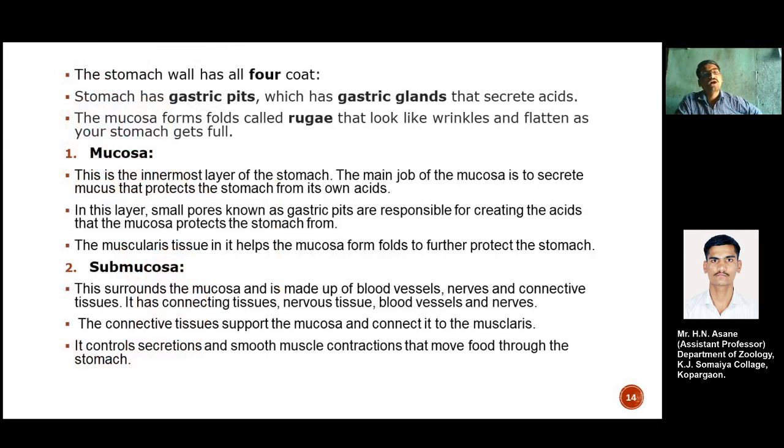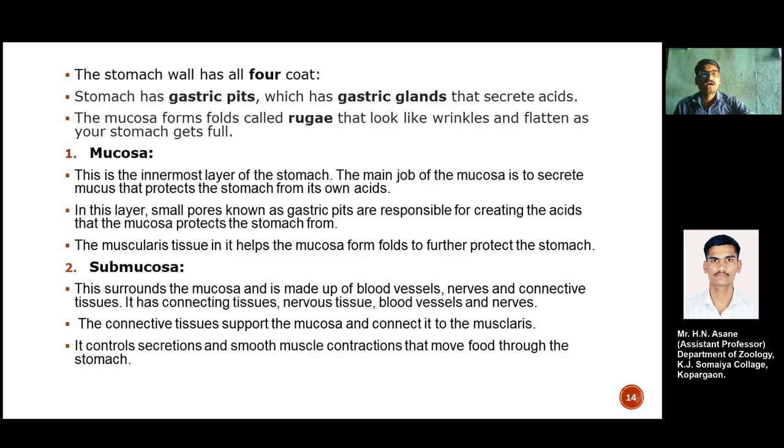As you can see, the stomach wall has all four coats. Remember the sequence: mucosa, submucosa, muscularis and serosa. This will be the sequence for the stomach. The stomach has gastric pits, which have gastric glands that secrete acids or digestive juices, and that helps in the partial digestion of food.